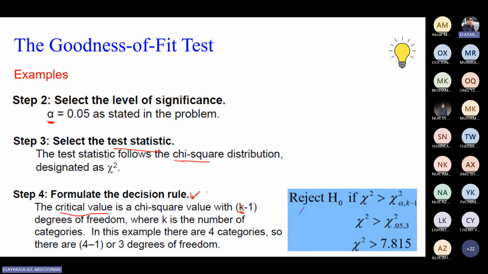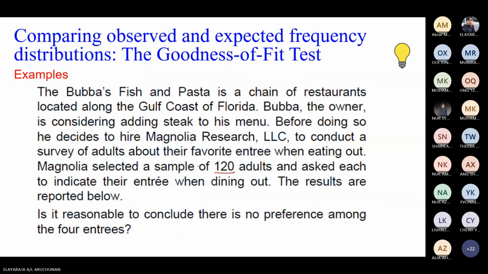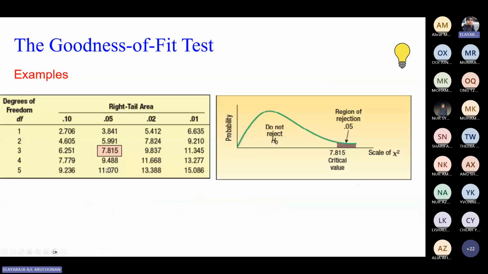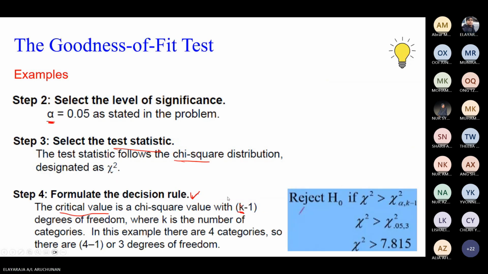So k is 4, and 4 minus 1 is 3. We have 4 categories: fish, meat, chicken, and pasta. As we know, we need to set the degrees of freedom: k minus 1, so 4 minus 1 is 3. So we already have the degrees of freedom. You need to look into the chi-square table in order to determine the critical value.